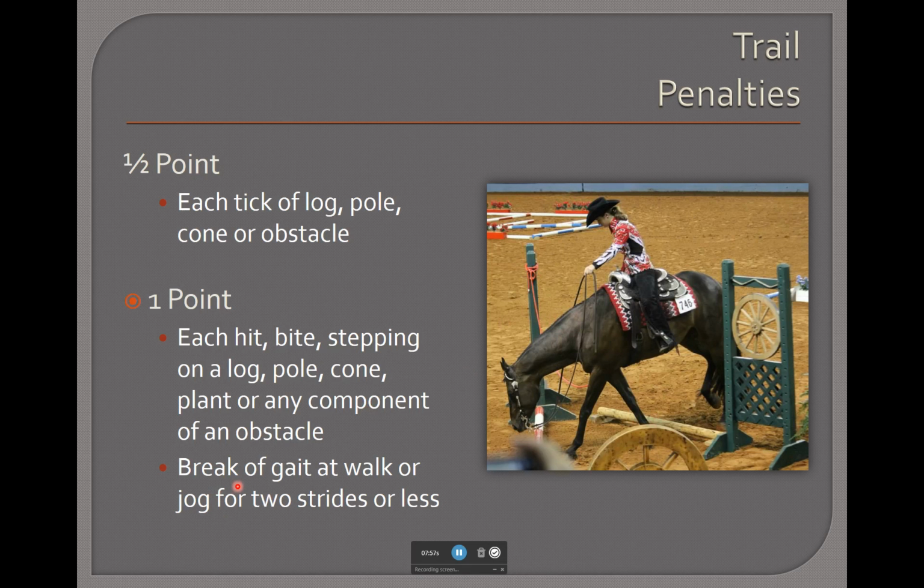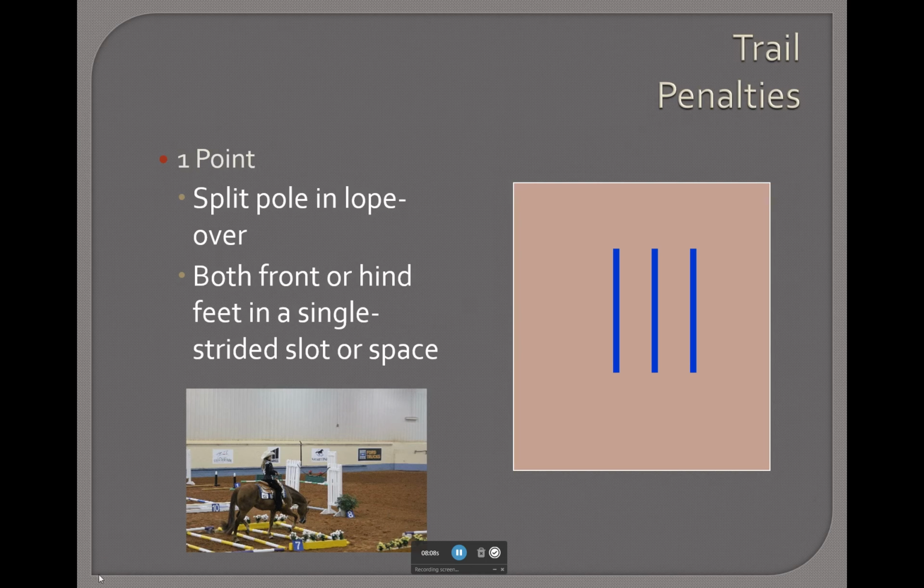Additional 1-point penalties is if they break a gait at a walk or a jog for less than 2 strides. And all of these we do run into in trail, because as they're negotiating different obstacles, anything and everything can happen. Some other 1-point penalties, for example, I've got kind of an illustration here.